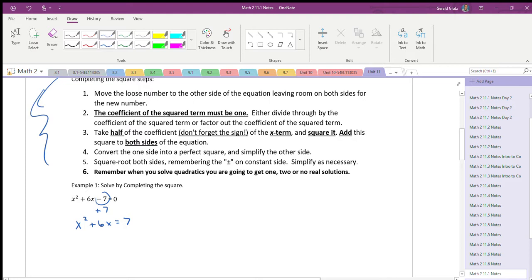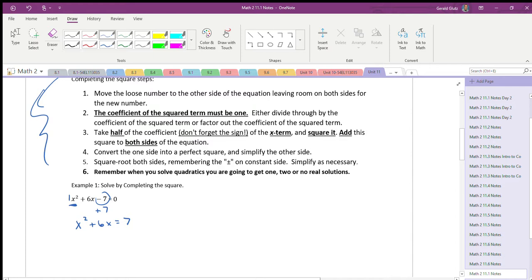Next, the coefficient of the squared term must be 1. The squared term is x squared here. We want the coefficient, or the number in front of it, the a value, to be 1. That's already 1, so we don't need to do anything. Sometimes this will be a different number and you'll have to divide everything by that number.